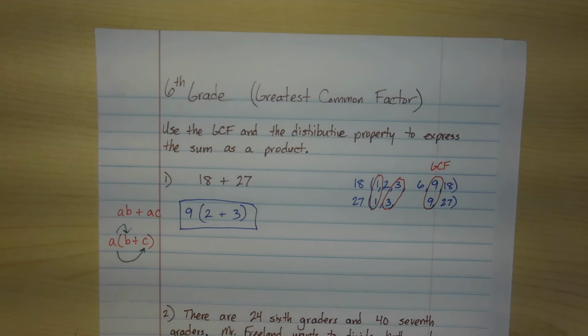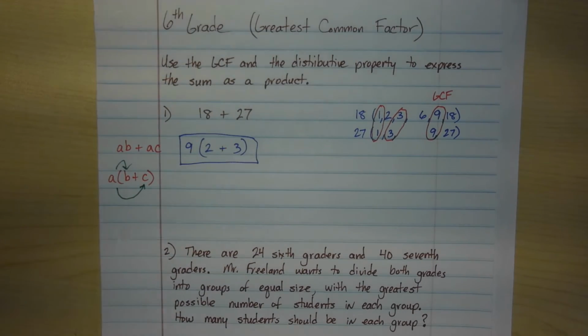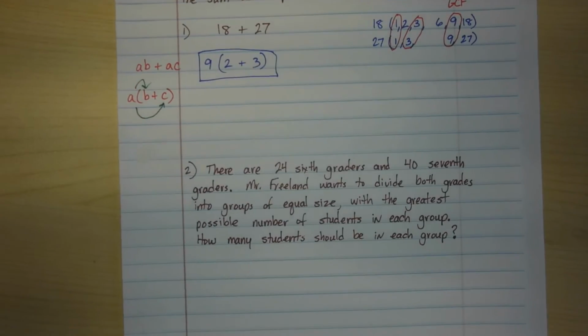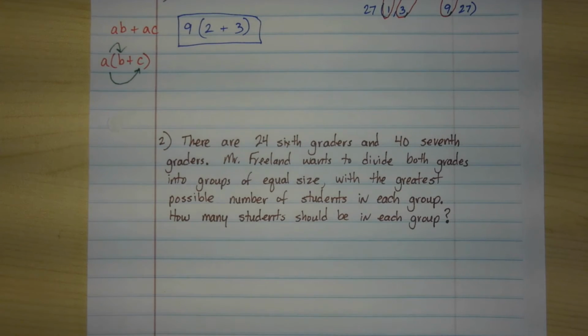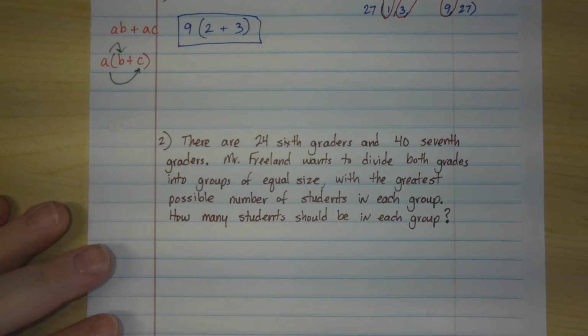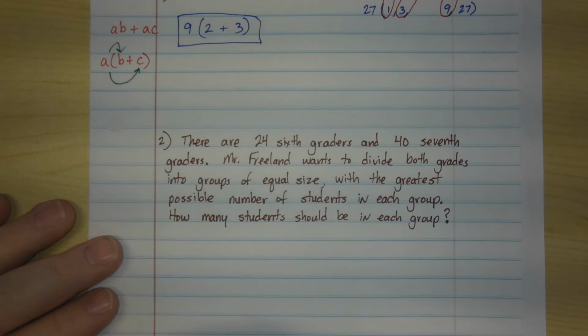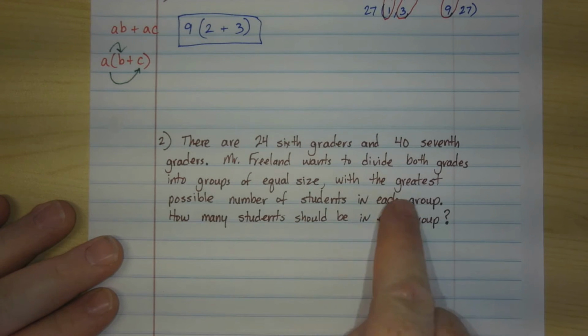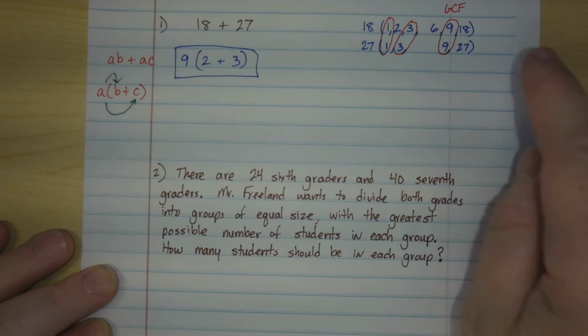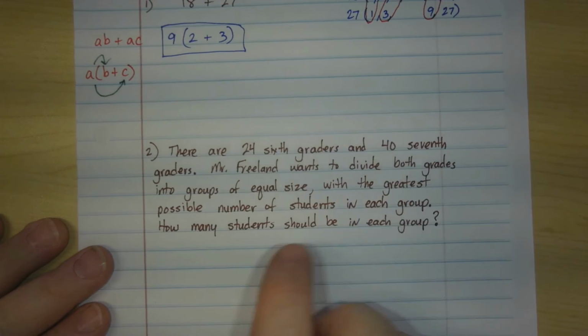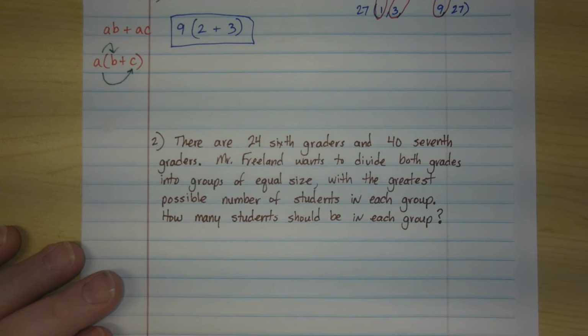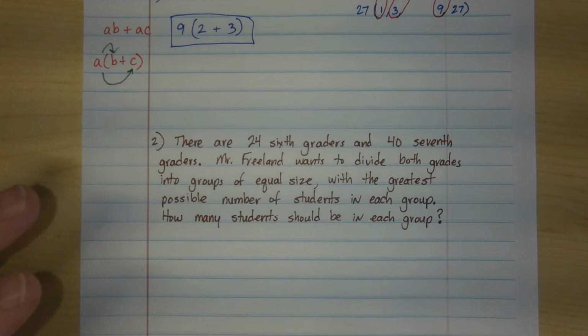So hopefully that helps. Number 2, you've got a word problem here. It says that there's 24 6th graders and 40 7th graders. Mr. Freeland wants to divide both grades into groups of equal size. So like I would want every group to be 5 people each. What we're going to do here is find the greatest common factor, like we did up here, and divide both 24 and 40 by it to find out the biggest size group that we can have in each group across the board for both grades.